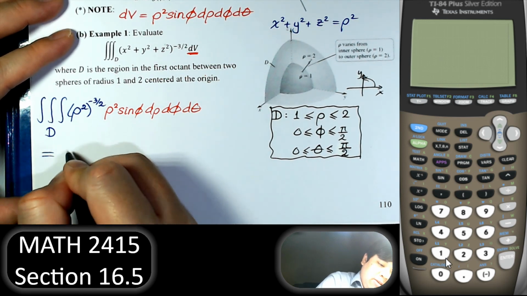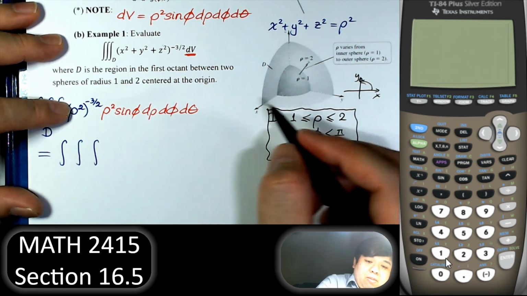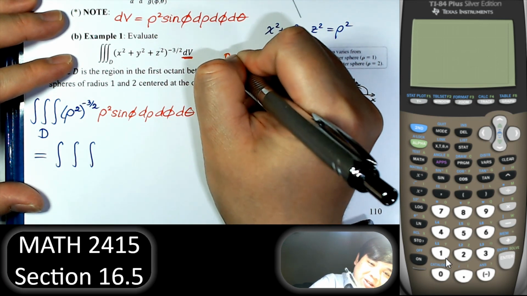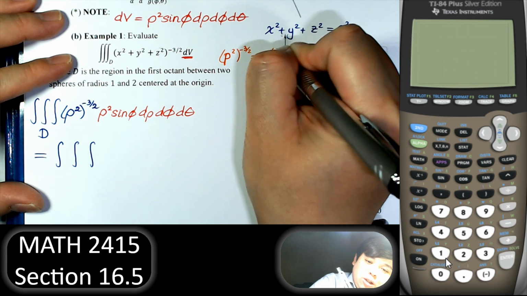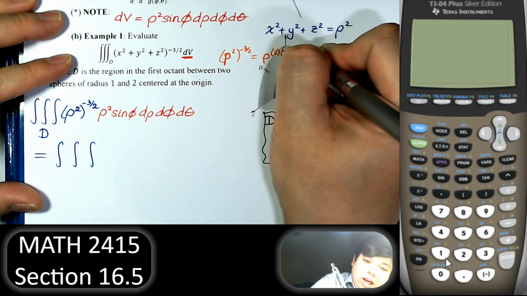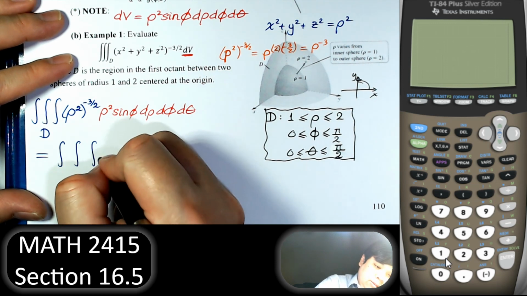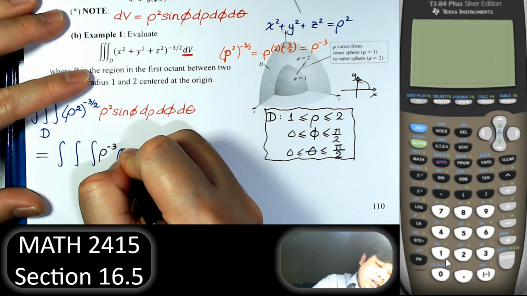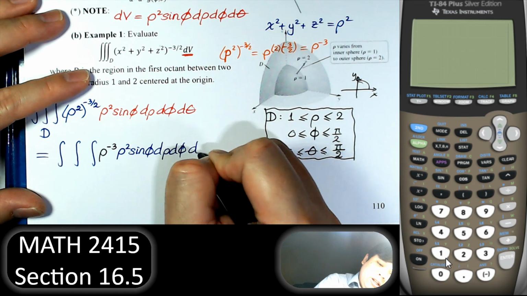Right, let's write one more step. Rho squared to the negative 3/2 power. We multiply the exponents: 2 and 2 cancel. We have rho to the negative 3. And then we still have rho squared sine phi d rho d phi d theta.